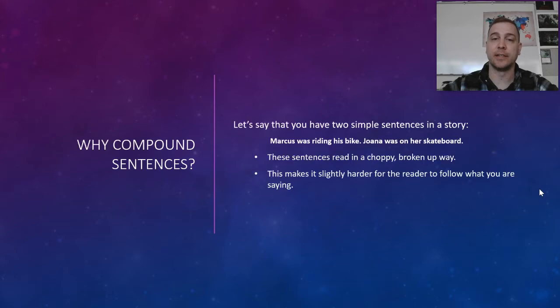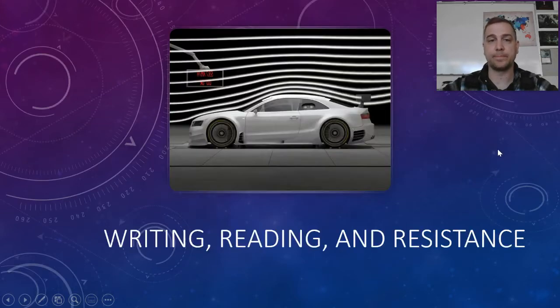However, when we combine two or more simple sentences into one larger sentence, we have what's called a compound sentence. And let's say you have something like this, right? You're writing a story and you say, Marcus was riding his bike. Joanna was on her skateboard. This is absolutely grammatically correct, and nobody will ever be able to mark you down for this, right? It's just fine writing like this, but the sentences read in a choppy, broken up way, and it makes it slightly, ever so slightly harder for your reader to follow what you're saying.